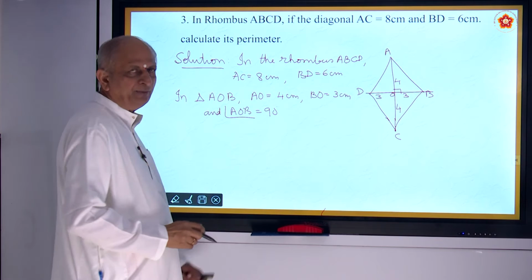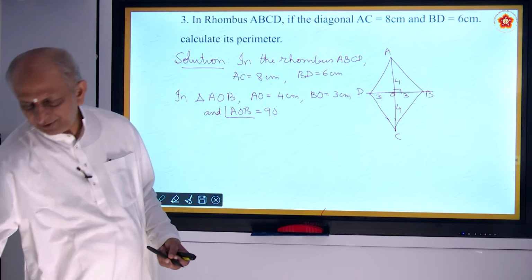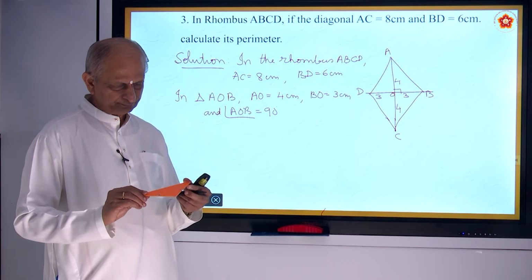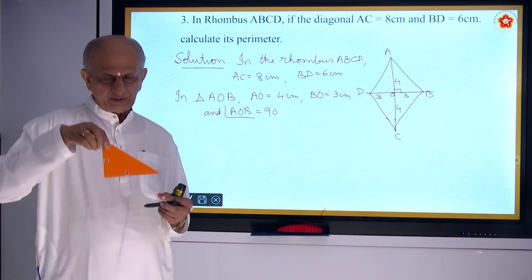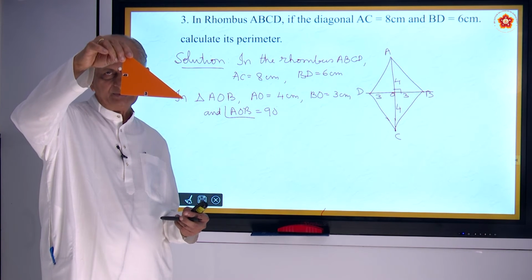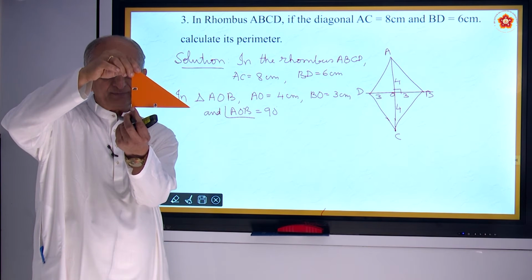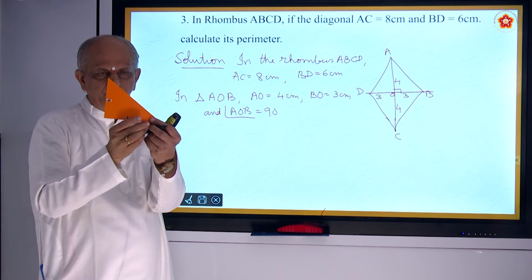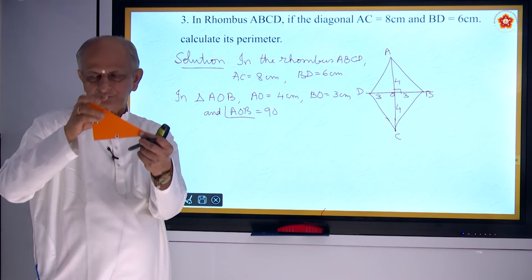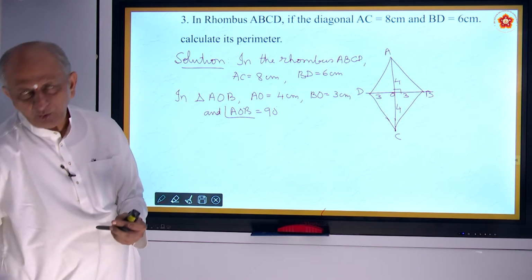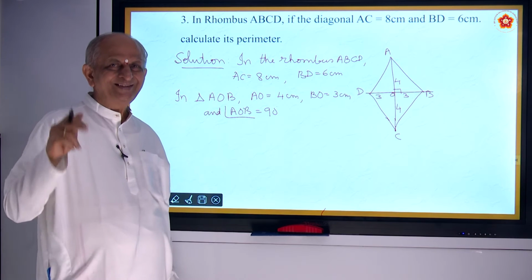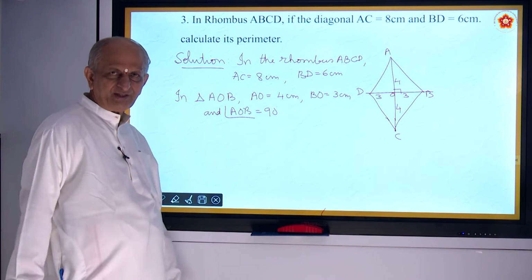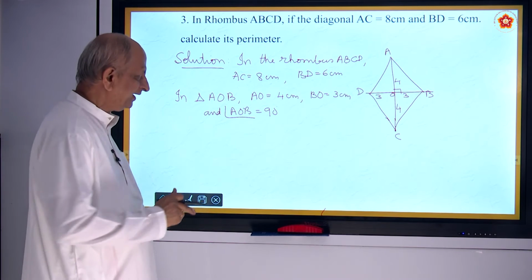So what type of triangle does it become? It becomes a right angle triangle. So like this, right angle triangle. Here one angle is 90 degrees. Here one side is 3, another is 4. To find out the hypotenuse, the longest side, how do you find the hypotenuse? That is by Pythagoras Theorem. You have heard about Pythagoras Theorem? Yes, in 7th class, correct?